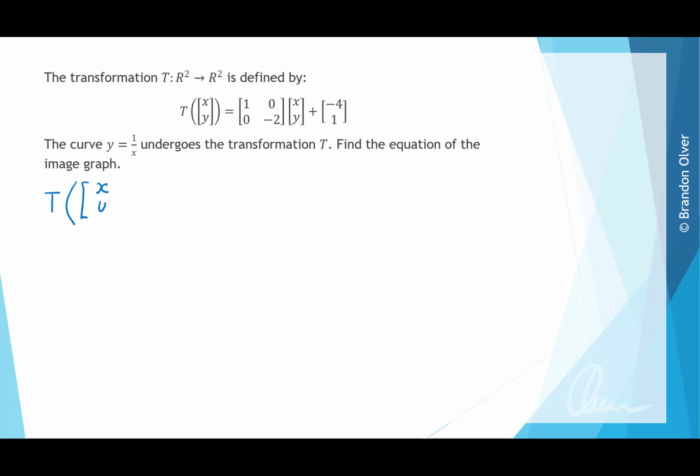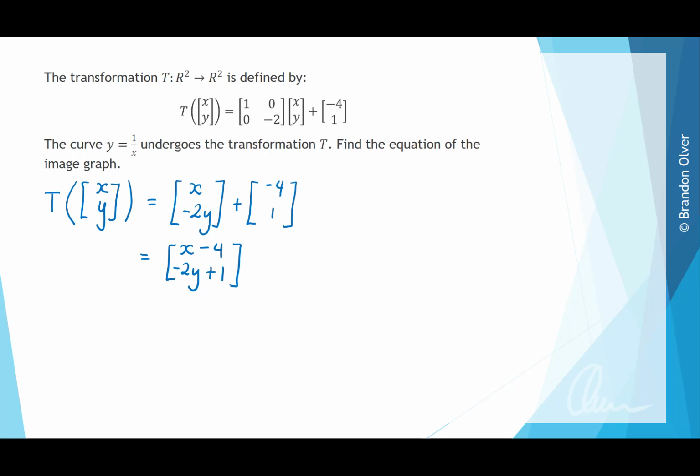So we know that T transforms the point (x, y), and it does so according to, it's going to be 1 times x and 0 times y is the first element. So we're going to have x, and then 0 times x and minus 2 times y, which will give minus 2y here. We then have our translation matrix, which is minus 4, 1. So when we evaluate that, we find that it is x minus 4 and minus 2y plus 1 as the image points that x and y are mapped to.